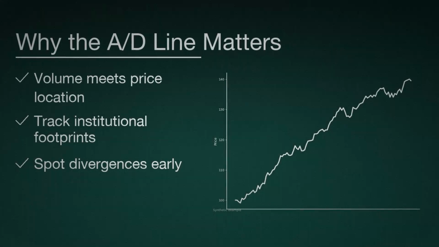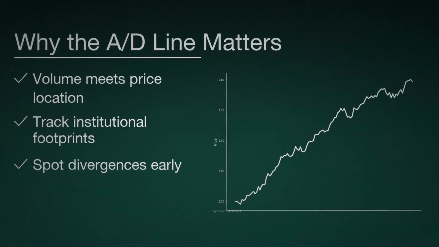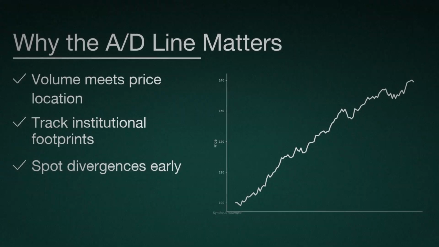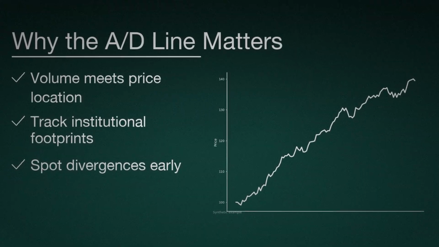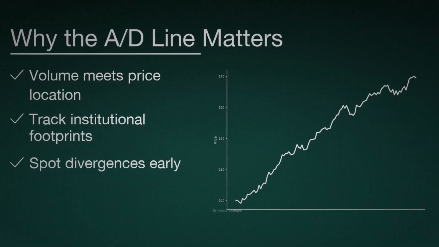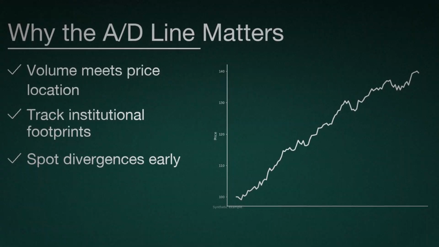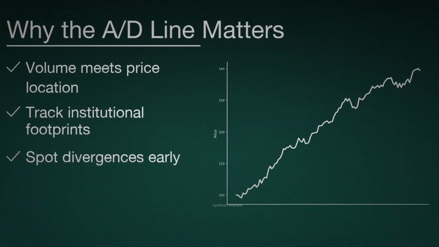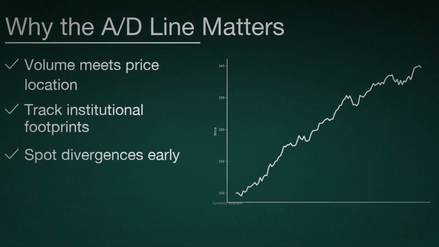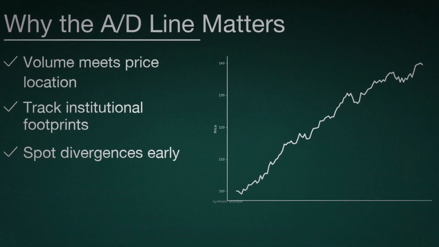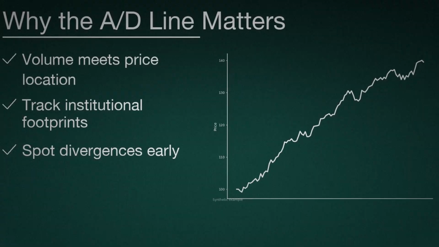Price tells you what happened. The accumulation distribution line tells you who is behind it. Developed by Mark Chaikin, this volume-based indicator reveals whether institutions are quietly building positions or unloading inventory beneath the surface. In the next few minutes, we'll dissect the math, the signals, the divergences, and the traps that even experienced traders fall into.